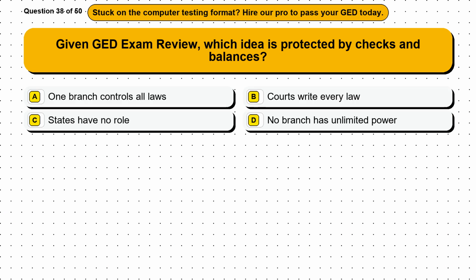Question 38. Given GED exam review, which idea is protected by checks and balances? Option A. One branch controls all laws. Option B. Courts write every law. Option C. States have no role. Option D. No branch has unlimited power.